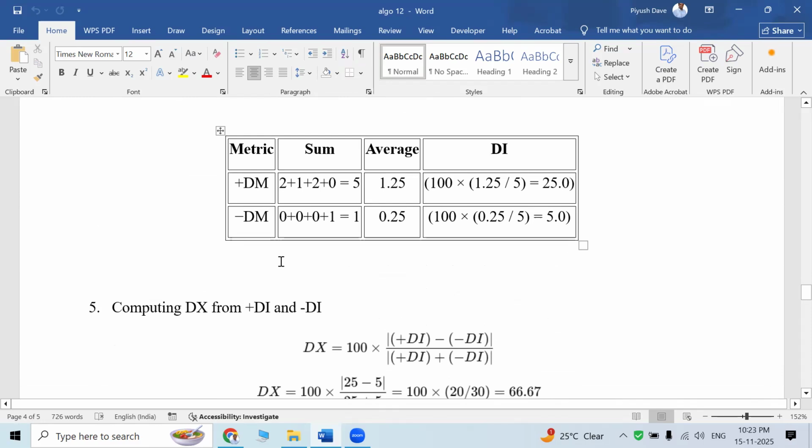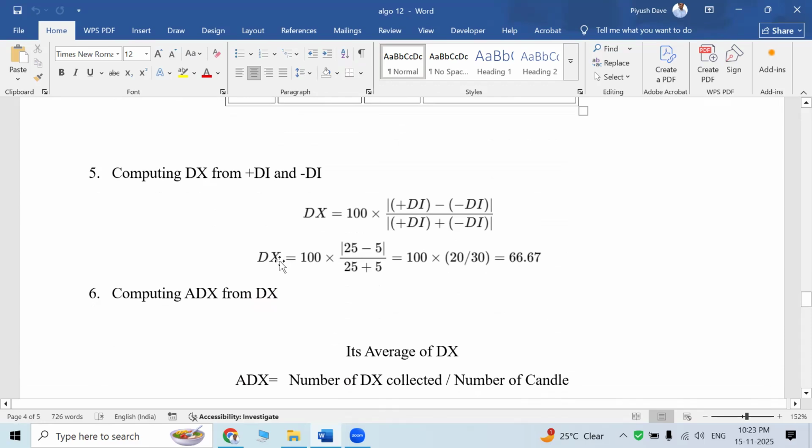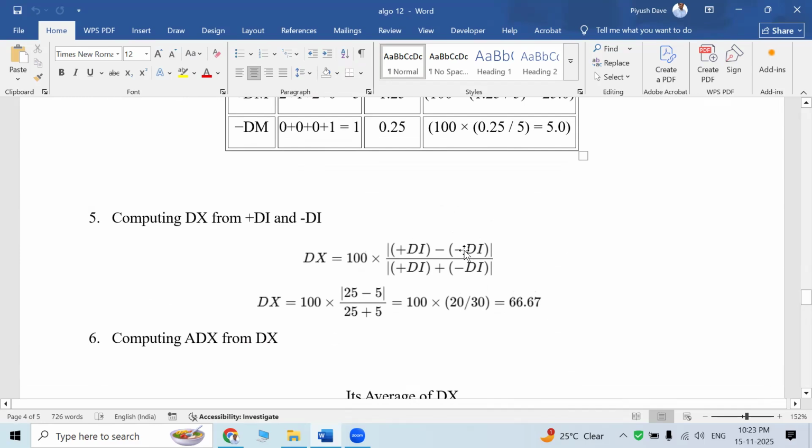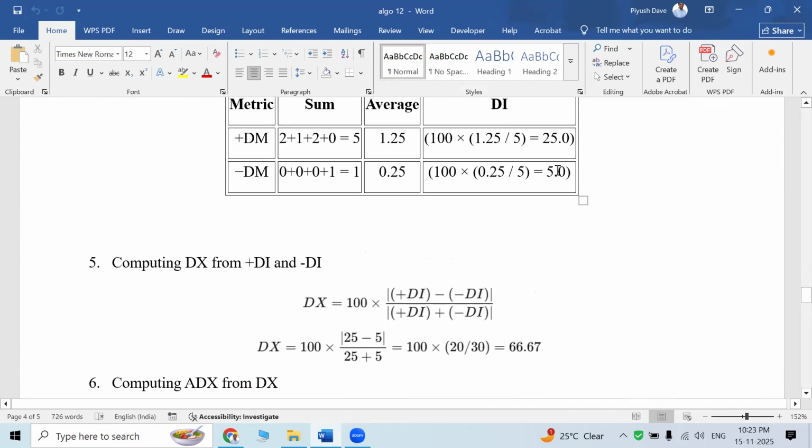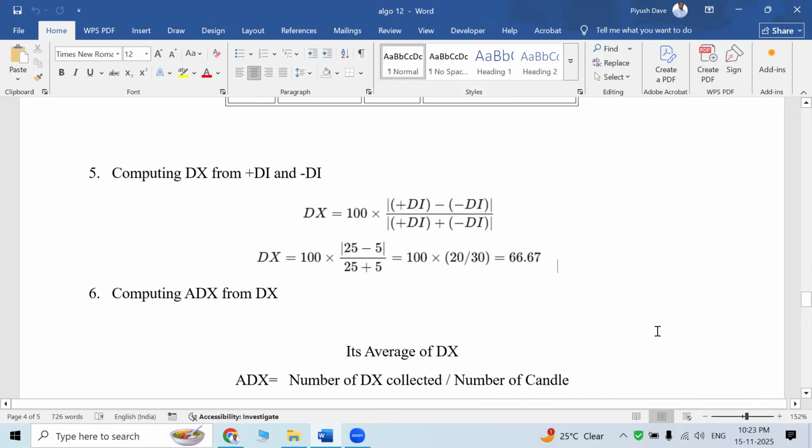Now from plus DI and minus DI, we are going to calculate the DX. Okay, DX is basically used for finding the ADX. So DX is 100 multiplied by plus DI minus minus DI, divided by plus DI plus minus DI. So here we have plus DI, here we have minus DI. 25 minus 5, 25 plus 5, and we get DX as 66.67.